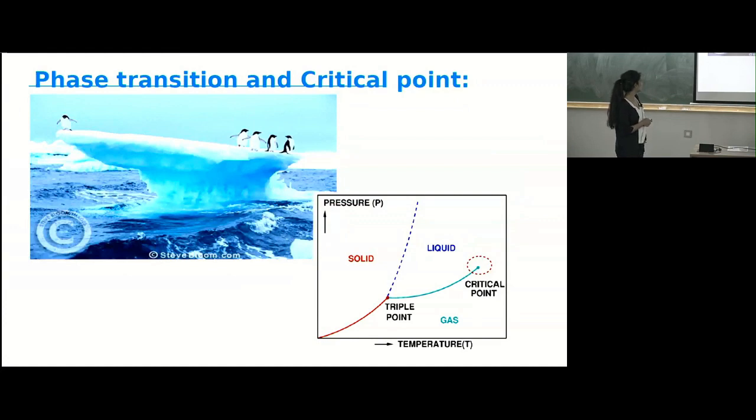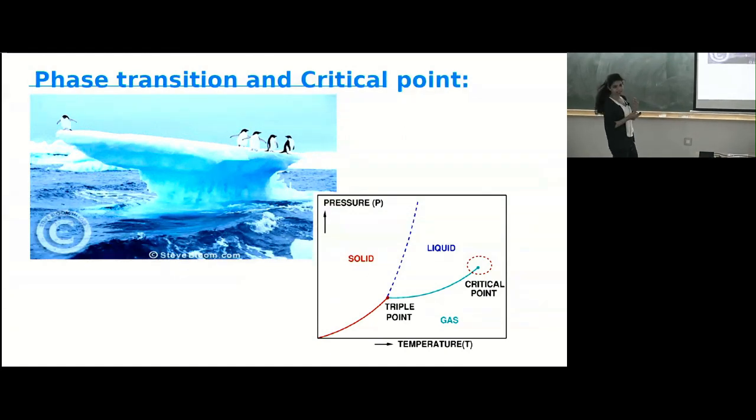Okay, so phase transitions. Like we know from our earlier school studies, matter exists in different forms or phases. We see in this cartoon-like picture here the vapor phase, solid phase, and liquid phase all coexisting with each other. And whenever there is a change from one phase to the other, it's known as a phase transition.